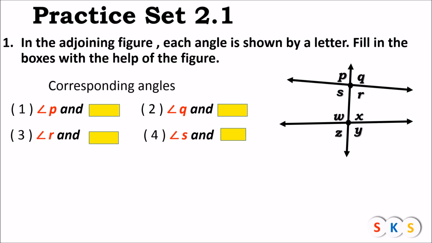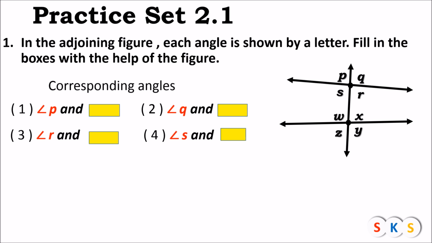So corresponding angles always lie on the same side of a transversal. So look at this figure, angle P and angle W is one pair of corresponding angles. Angle S and angle Z is another pair of corresponding angles. Angle Q and X is another pair of corresponding angles. Angle R and angle Y is the next pair of corresponding angles. Now you have understood what corresponding angles are.